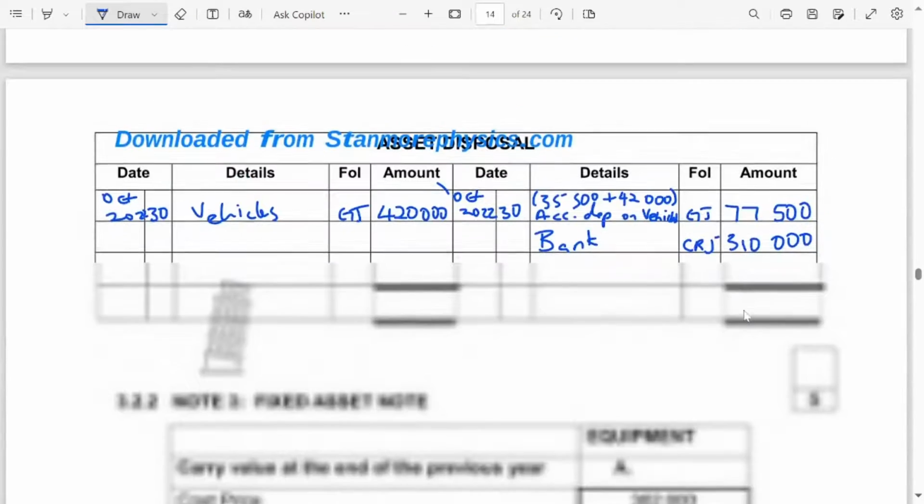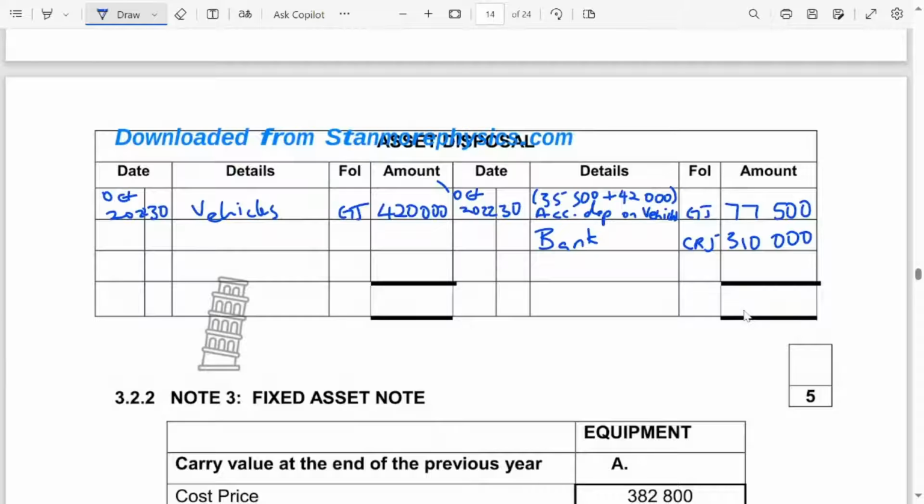Now to the asset disposal. When we are doing the asset disposal, if the debit side is bigger than the credit side, it means that we have made a loss. In this way, you can see that the debit side is bigger than the credit side, so we made a loss. If the credit side is bigger than the debit side, it means that we made a profit. So in this case, we made a loss.